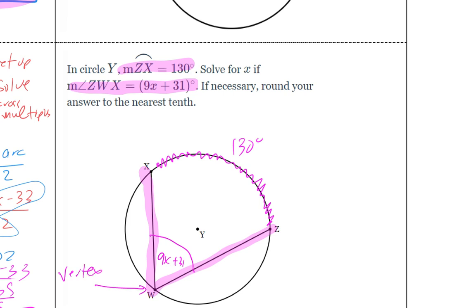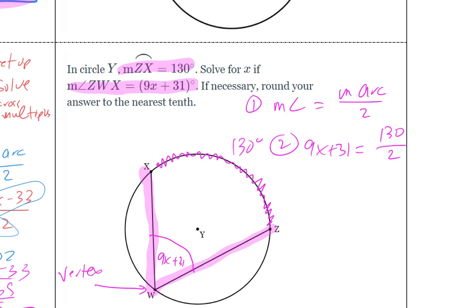So if that's 9x plus 31, the vertex is on the center, right? So we know we're going to set it up, and we're going to say the measurement of the angle is equal to the measurement of the arc divided by 2, right? So that's step number 1. Step number 2, we're just going to set it up. So we're going to say that 9x plus 31, which is the measurement of our angle, is equal to the arc divided by 2, which is 130 degrees divided by 2, right? Because that was what we used as far as our information.